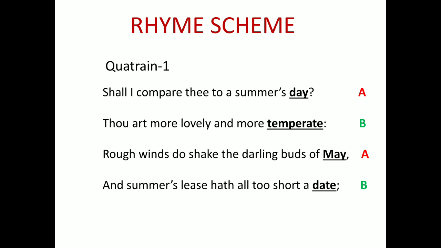So the pattern followed in the first quatrain of this sonnet is ABAB. The first line rhymes with the third line and the second line rhymes with the fourth line. So it's an alternate pattern of rhyme scheme where lines rhyme alternately and therefore called an alternate pattern of rhyme scheme. Now let's move to the second quatrain.